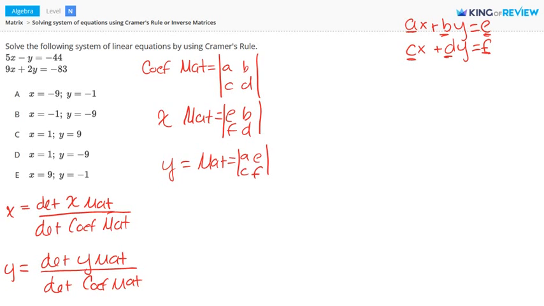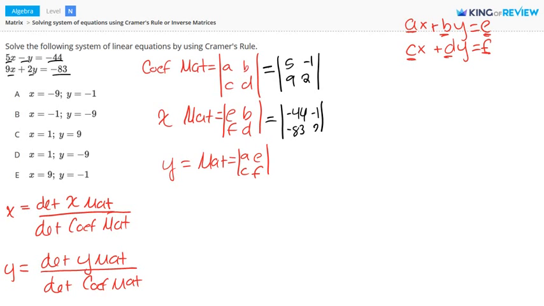Let's do that using our specific values. Let's start with the coefficient matrix. So what are the coefficients? Well, we have 5, -1, 9, and 2. Now let's set up our x matrix. E and F are the constants, so -44 and -83. And then B and D, so -1 and 2. And for y, we have A and C, so 5 and 9, and then E and F, -44 and -83.